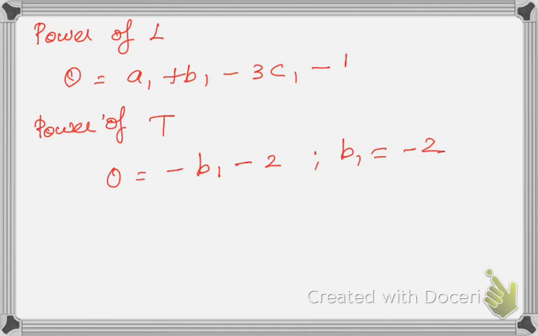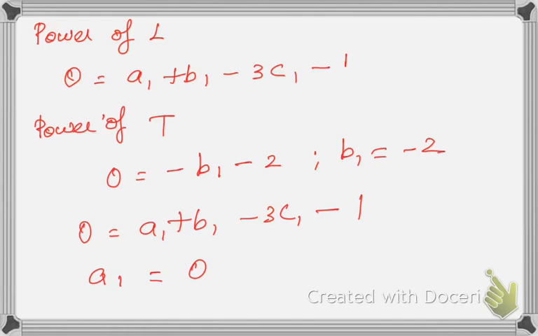So again coming back to the power of L. 0 is equal to A1 plus B1 minus 3C1 minus 1. So I will be getting A1 is equal to 0. Just substitute the values of B1 and C1 and get the value of A1.